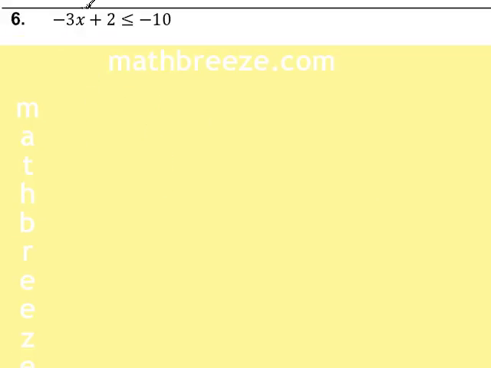All right, in number 6, we're going to solve. Keep in mind we want to isolate the x term. So the x term has a plus 2 next to it, so let's subtract 2 from both sides, get rid of that plus 2. So let's bring down the minus 3x. And here we have negative 10 and another negative 2, that's negative 12.